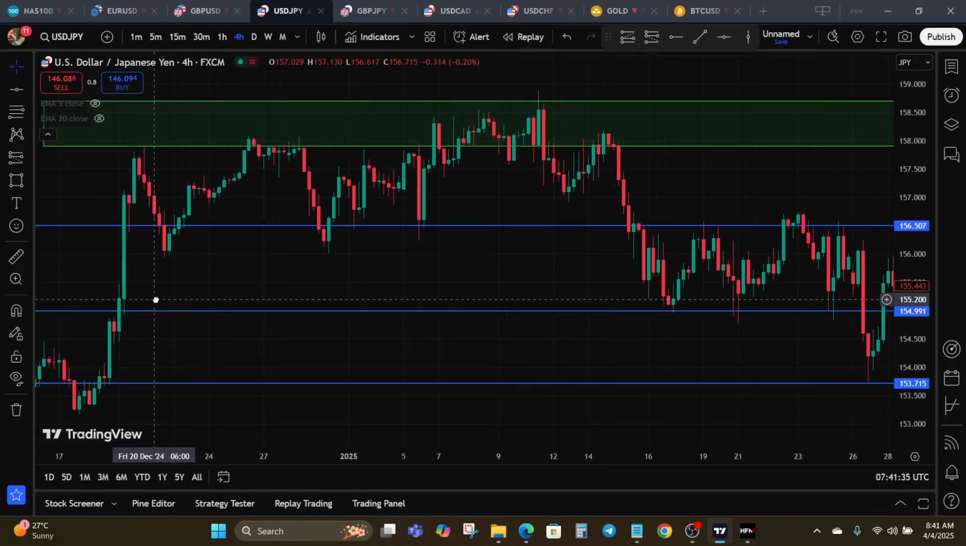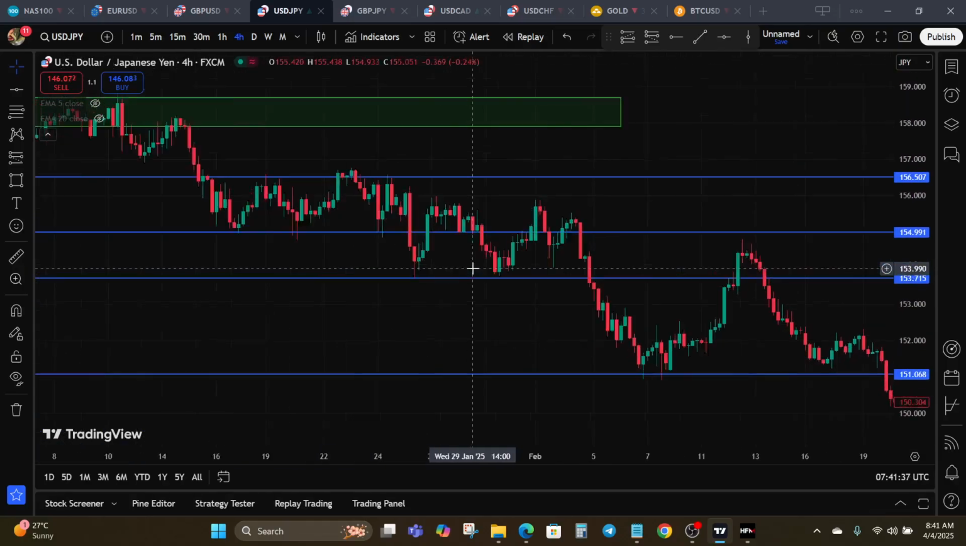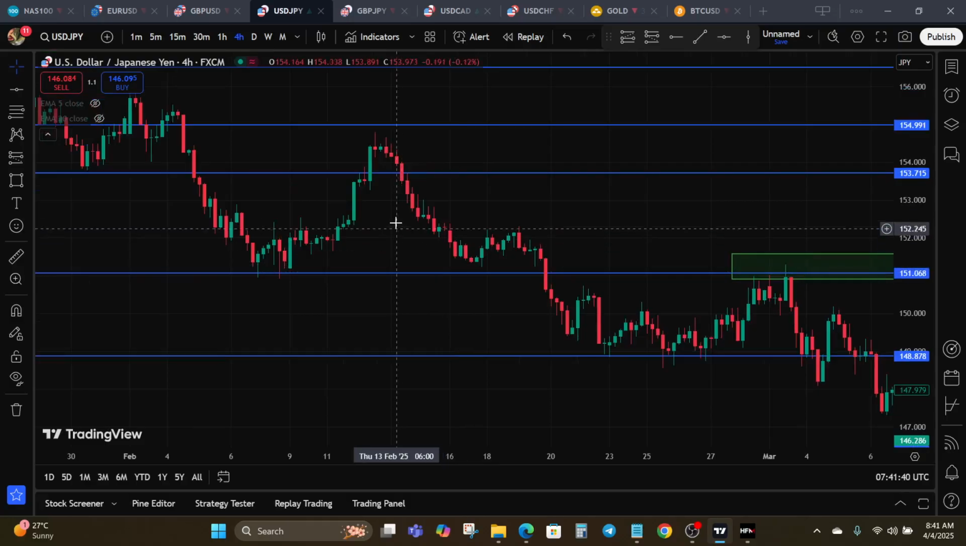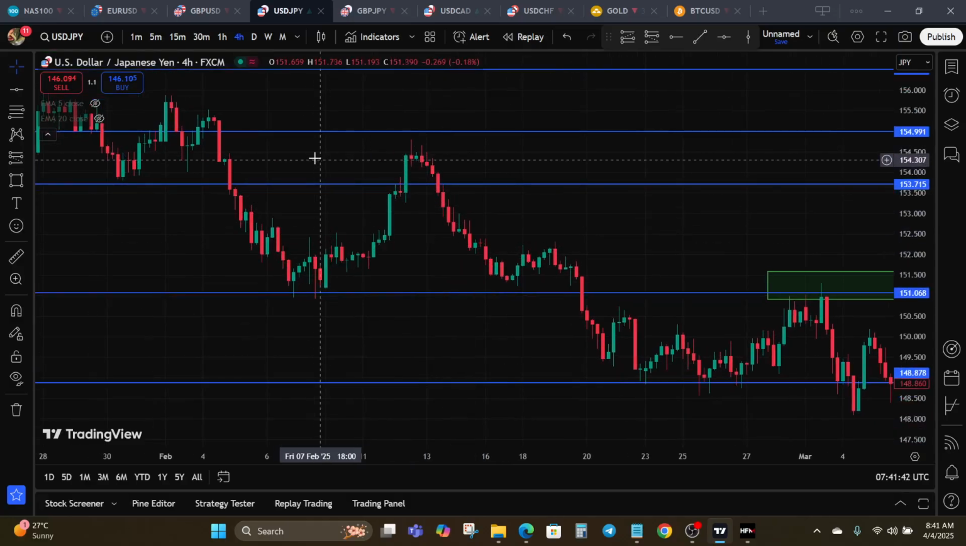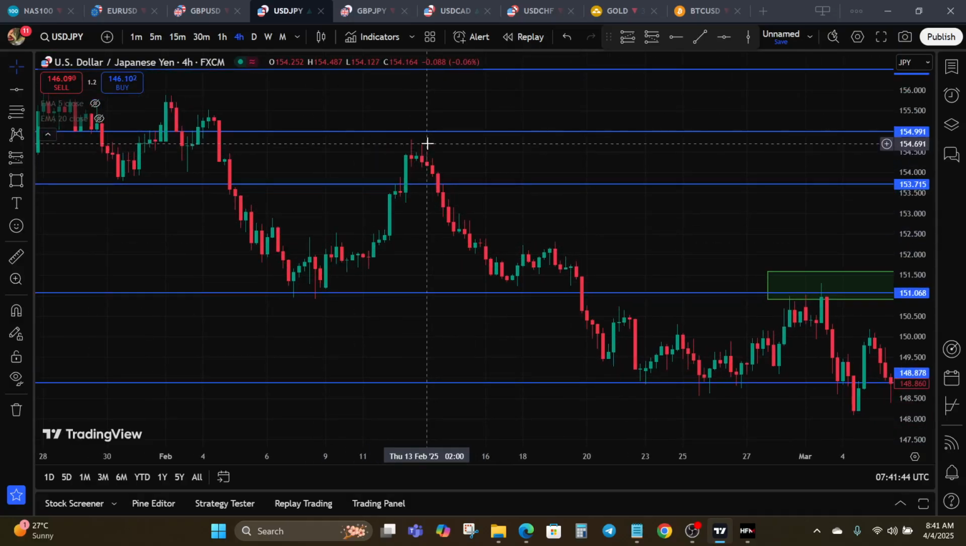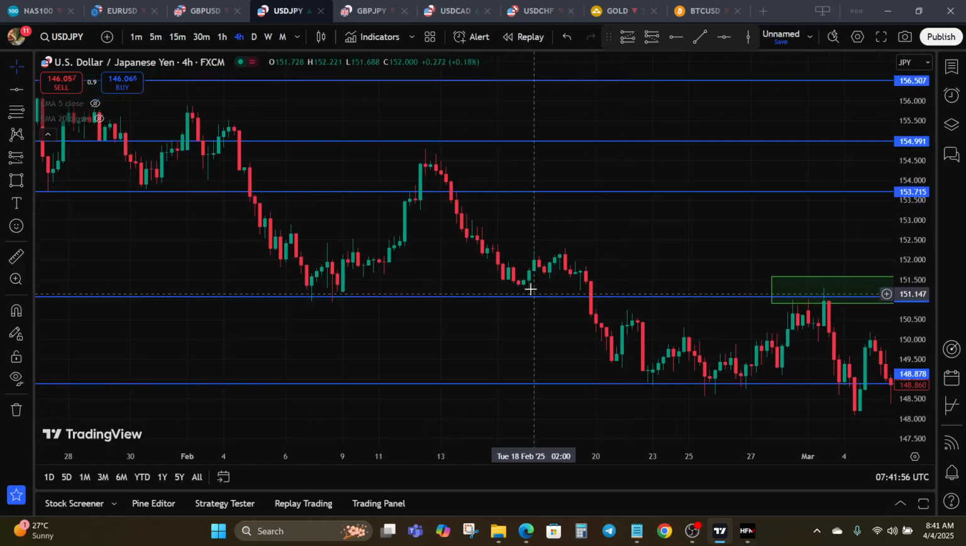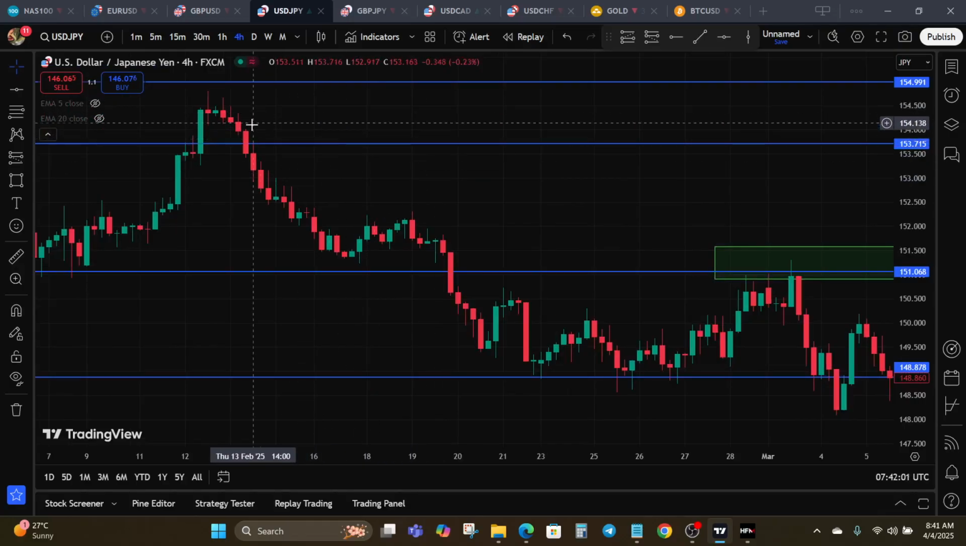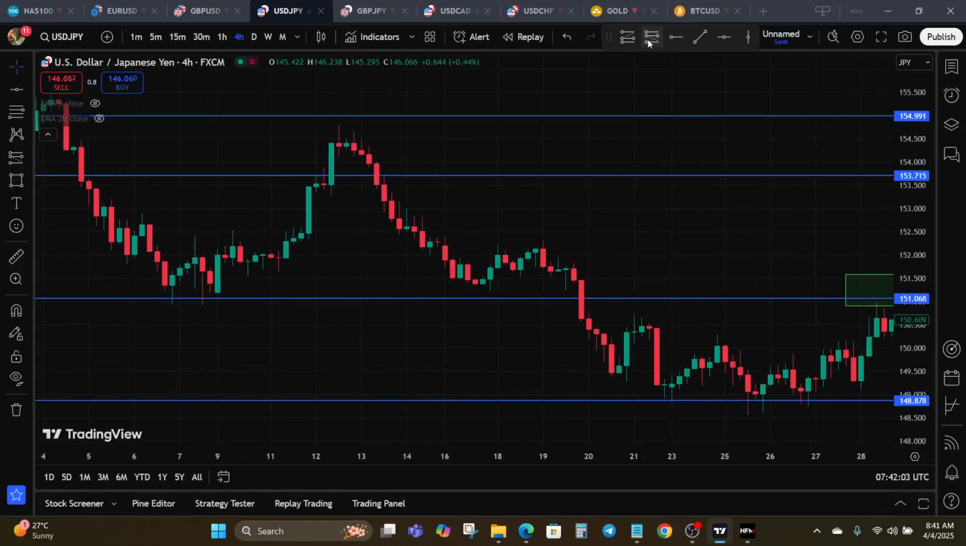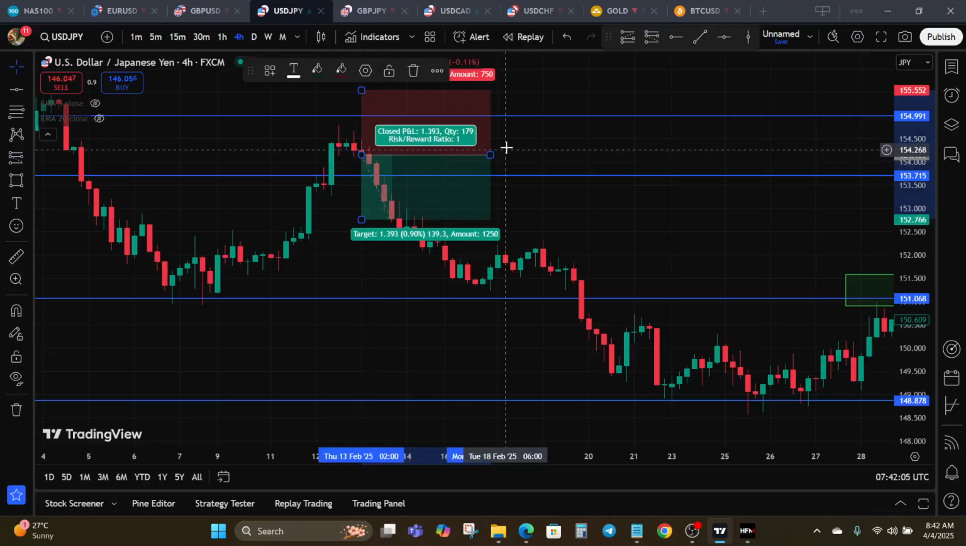Then for short trades, you can look for bearish candlestick patterns, could be bearish engulfing or any other candlestick pattern, maybe a bearish pin bar off resistance. All right, then your entry is placed at the close of the confirmation candle. So once you get a confirmation candle, for example, you can see this shooting star here, you can place your entry at the close of the confirmation candle.